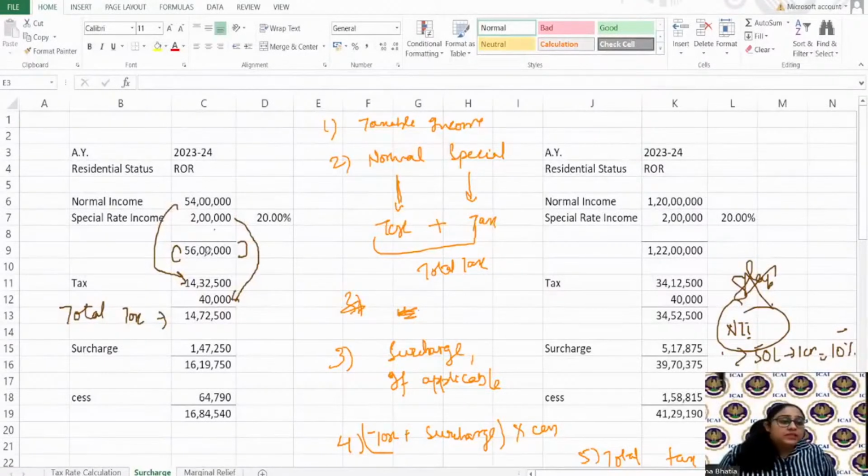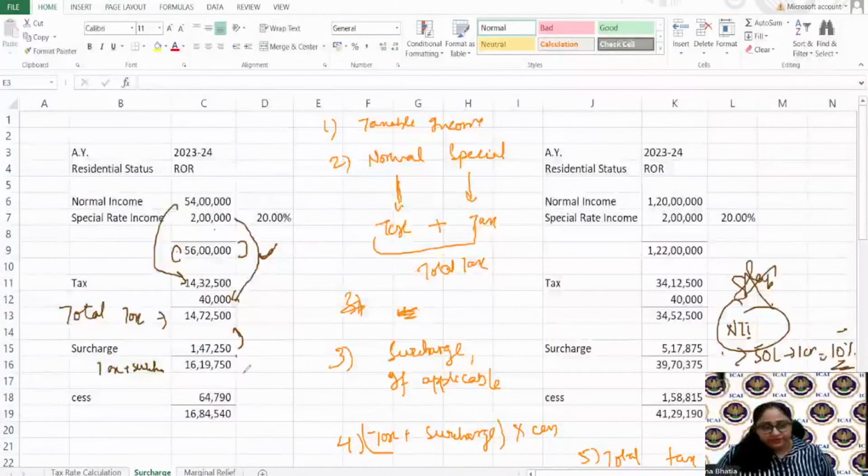Now, since the income is more than 50 lakhs, there is surcharge. What is the surcharge, ma'am? The income is more than 50 lakhs, and not above 1 crore. So the surcharge rate is 10%. 10% of what? 10% of tax. So 10% of 14 lakh 72,500 is 147,250. So the total tax with surcharge comes to 16,19,750.